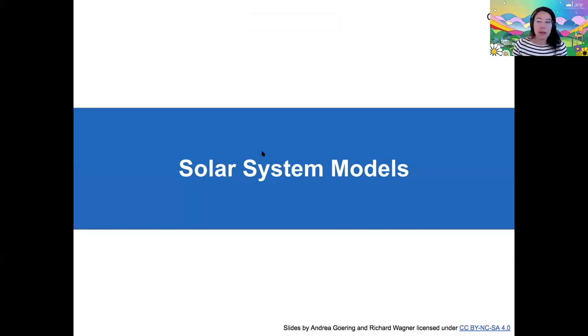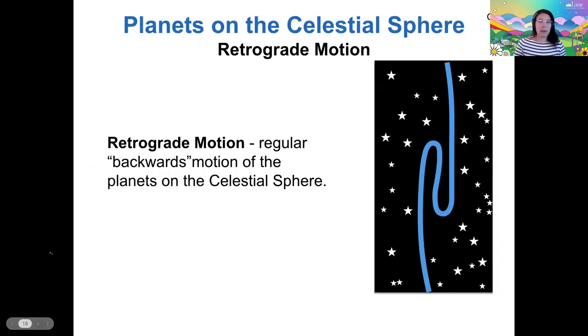So when we talk about solar system models and the history of creating these models, one of the big things to explain was that retrograde motion. Okay, so if you wanted to trace out the curve of retrograde motion, it would sort of look like this.